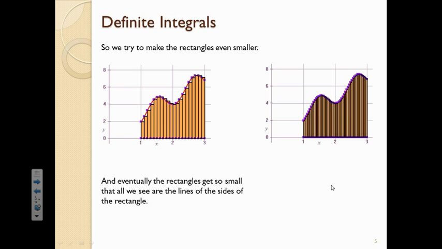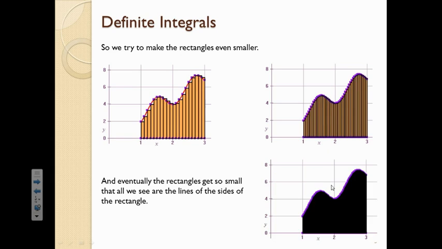Eventually we could get the rectangles so close together that it would be hard to see the orange because of drawing the black sides. And it would look a little something like this. Here we've gone from 40 to 80. And we realize that's going to be much more accurate. It really is looking like it's going to be the area under this particular curve.